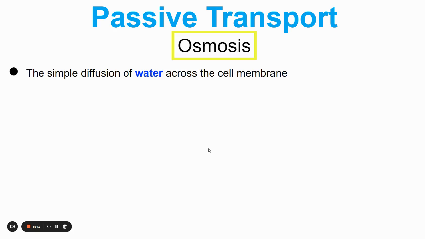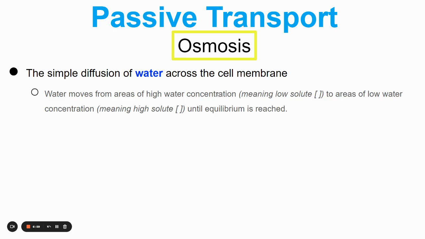Okay, water is a special case of simple diffusion, and it gets its own special word. We call it osmosis. And then we're also going to talk more about water balance, and we're going to be using a word, tonicity, to describe how the water is balanced inside and outside of a cell. So we know that water is going to move from areas of high water concentration, which means that it's a low concentration of a solute.